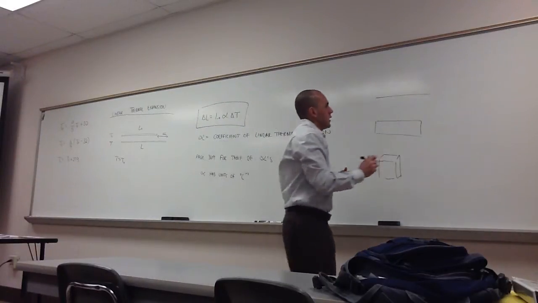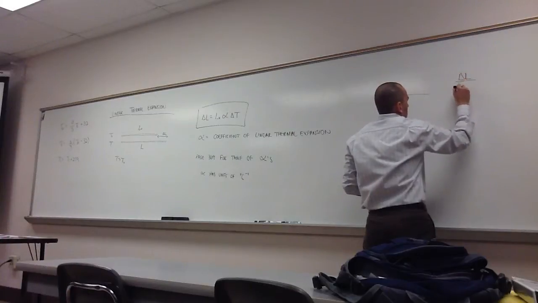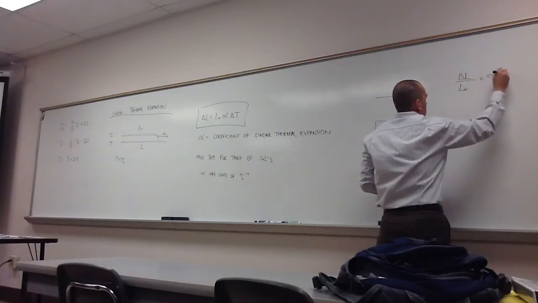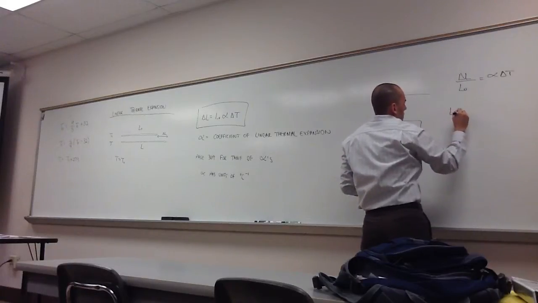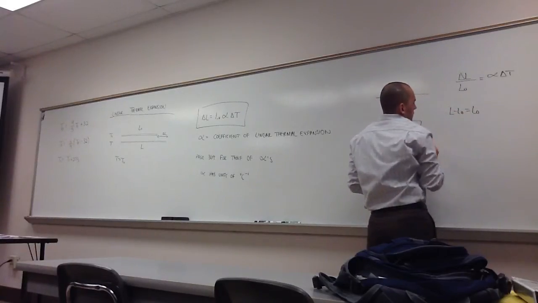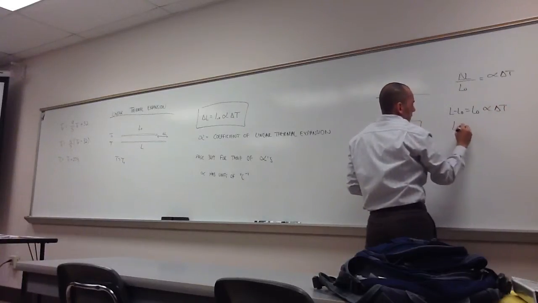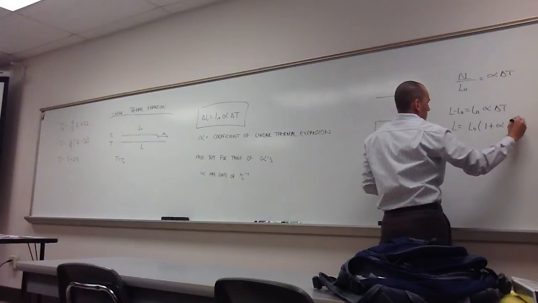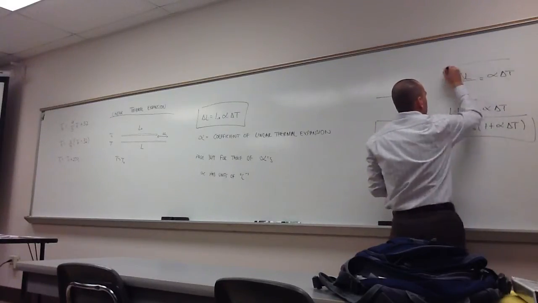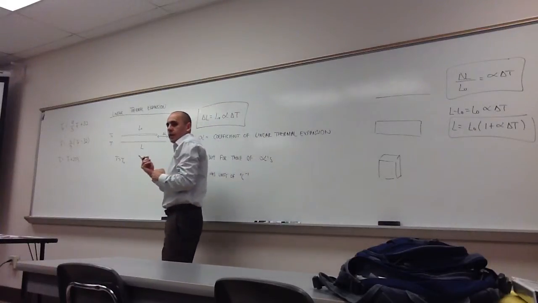It will also be written as, I think in that picture there on the diagram, delta L over L naught is equal to alpha delta T. I could also write the equation as L minus L naught is equal to L naught alpha delta T, or you can write this as L naught times 1 plus alpha delta T. So here are three equations that I boxed on the board that all represent the exact same thing.